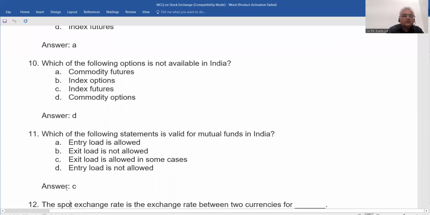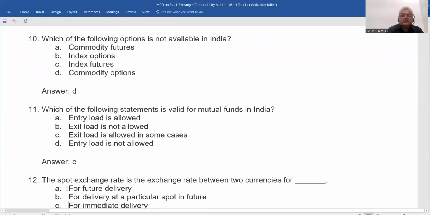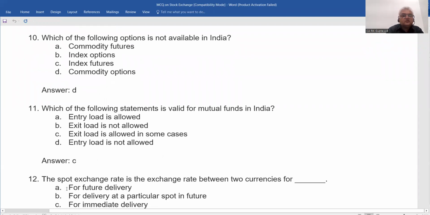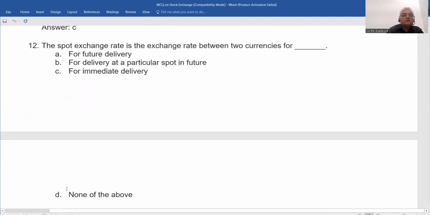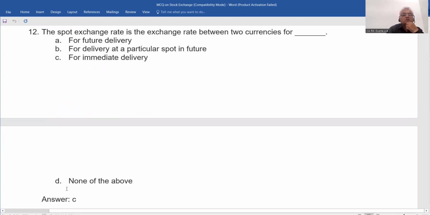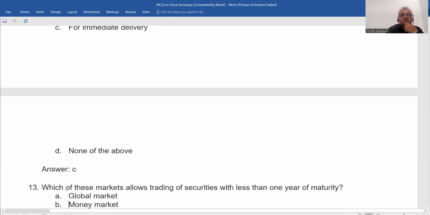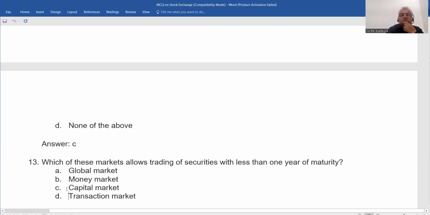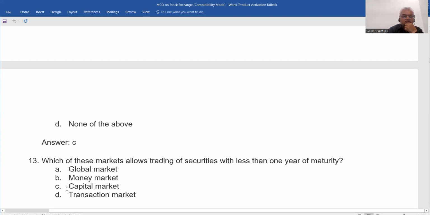Yes. The spot exchange rate is the exchange rate between two currencies for spot exchange rate. For future delivery, for delivery at a particular spot in future, for immediate delivery, none of these. B. Immediately. For immediate delivery.